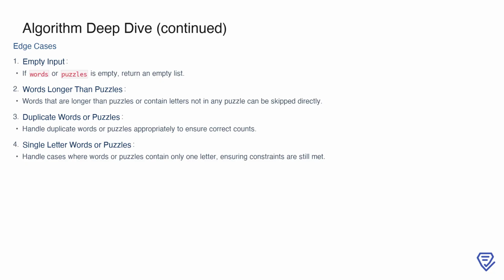In cases where there are duplicate words or puzzles, we need to handle them appropriately to avoid incorrect counts. Additionally, when dealing with single-letter words or puzzles, we must verify that the constraints are still met, as these cases can behave differently from longer inputs. Addressing these edge cases ensures that our solution works correctly for all possible inputs.